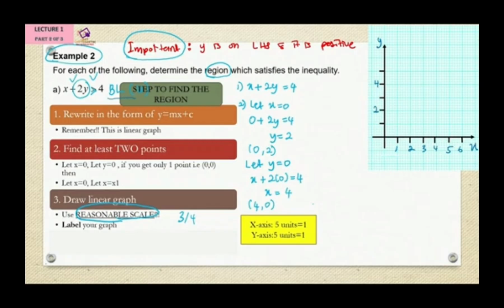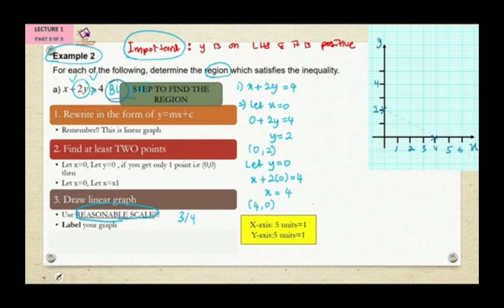Next, let's see the points that we get. The first point is (0, 2), so mark your point with an x at (0, 2). The second point is (4, 0). Then you need to draw your linear graph. Students, here you need to know whether this is a broken line or a solid line.